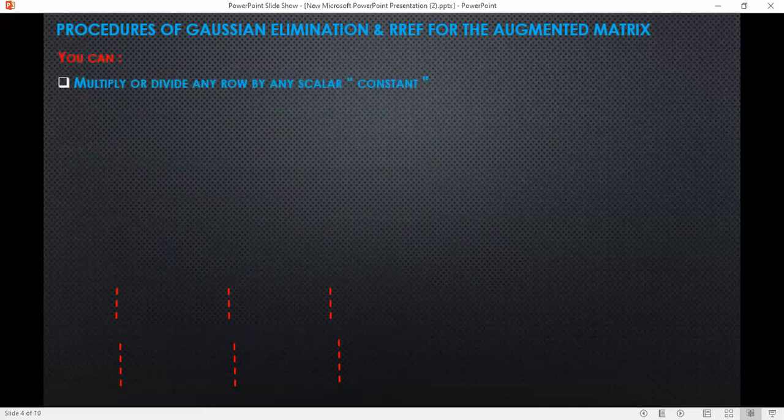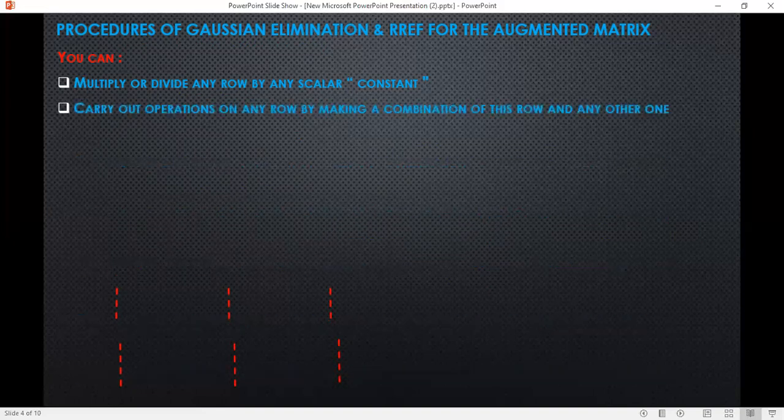So if you have the augmented matrix, then you can multiply or divide any row by any scalar or constant. And you can also carry out operations on any row by making a combination of this row and any other one. You can interchange the position of rows. You can exchange them, you can replace them.